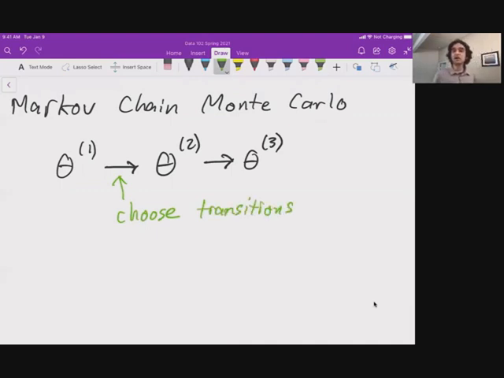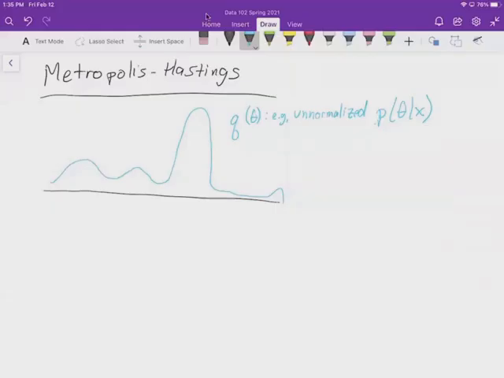Right, so we get to choose how we do that, and we'll talk about 2 different algorithms for doing that. In this video, we're going to talk about the Metropolis-Hastings algorithm for sampling from a distribution. Remember, we want some distribution, we can't compute it exactly, and so we're approximating using samples. But what we do have is an unnormalized version of that distribution.